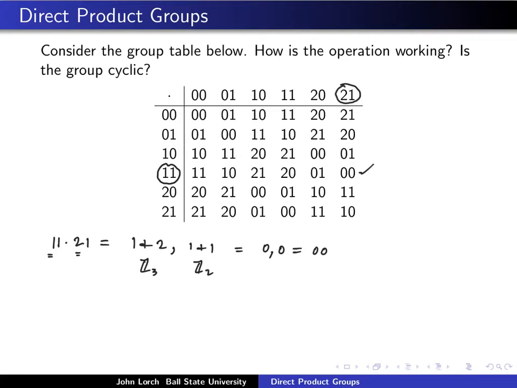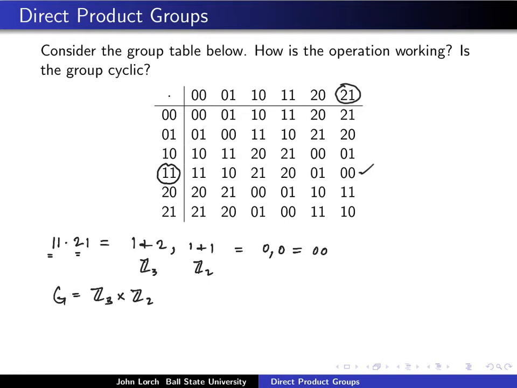So the set that we're considering for this group can be thought of as the Cartesian product set Z3 cross Z2. And we can put an operation on it just by adding in Z3 in the first component and adding in Z2 in the second component.